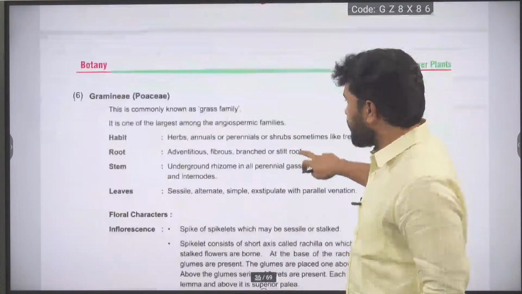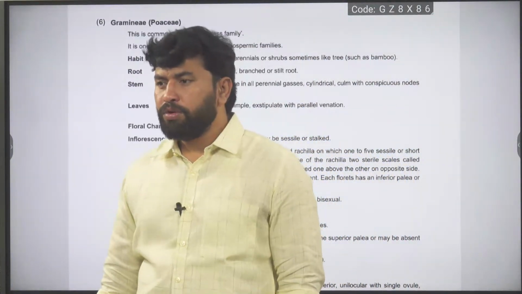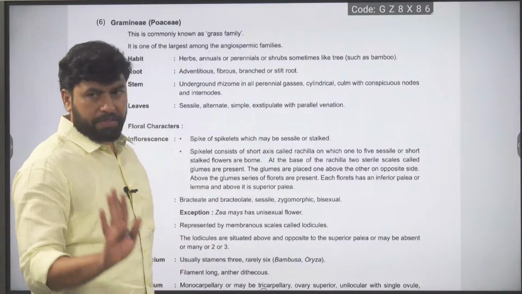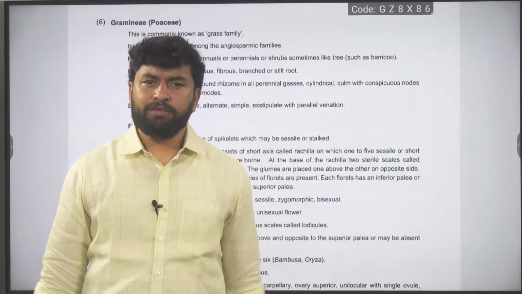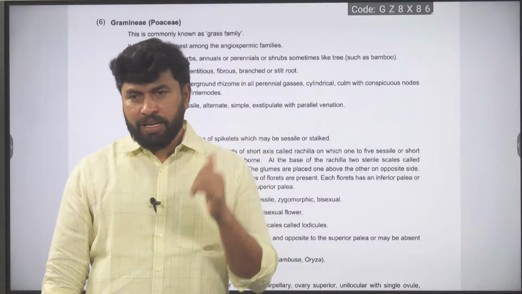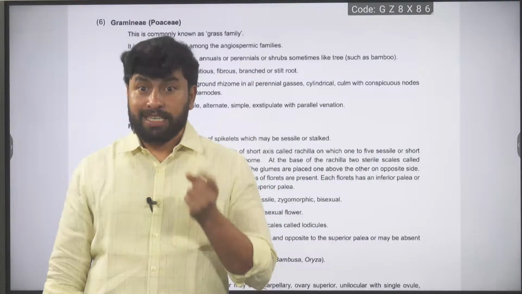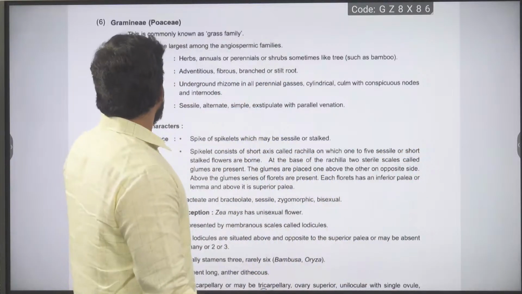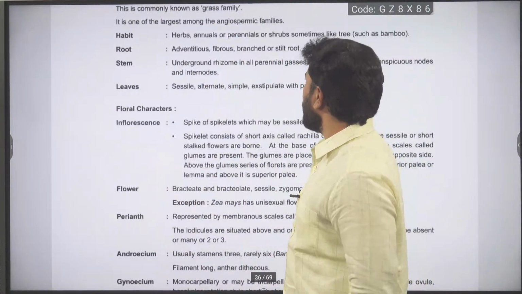Next one, Gramineae or Poaceae. This is another monocot family. Already we have seen one monocot family, that is Liliaceae. We have to remember some features. Out of all angiosperms, this is the largest family. All our cereals which we eat regularly, rice, wheat, whatever cereals we eat, all belong to this family. In fact, bamboo also belongs to this family. Members of this family are also called grasses. That's called Poaceae, the grass family. It is one of the largest families among the angiosperms.